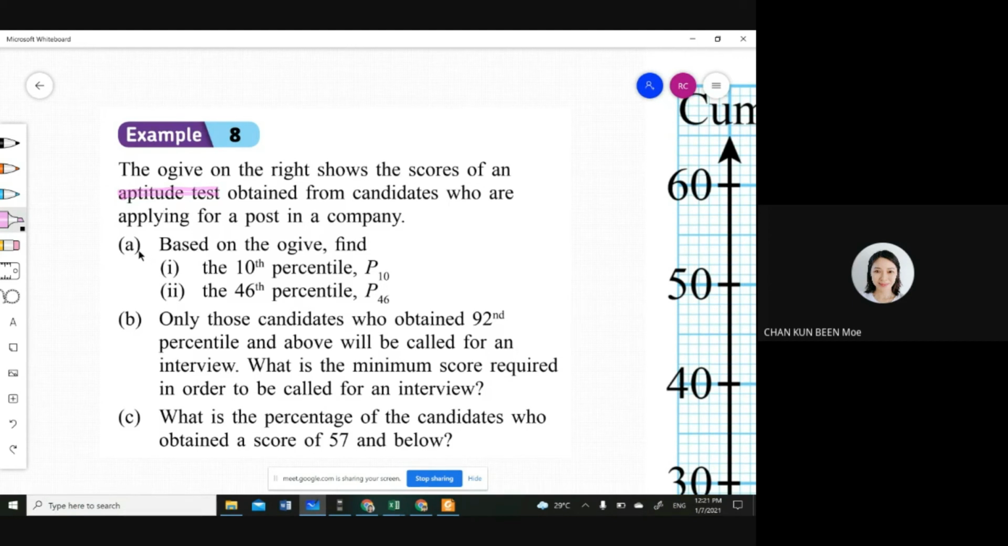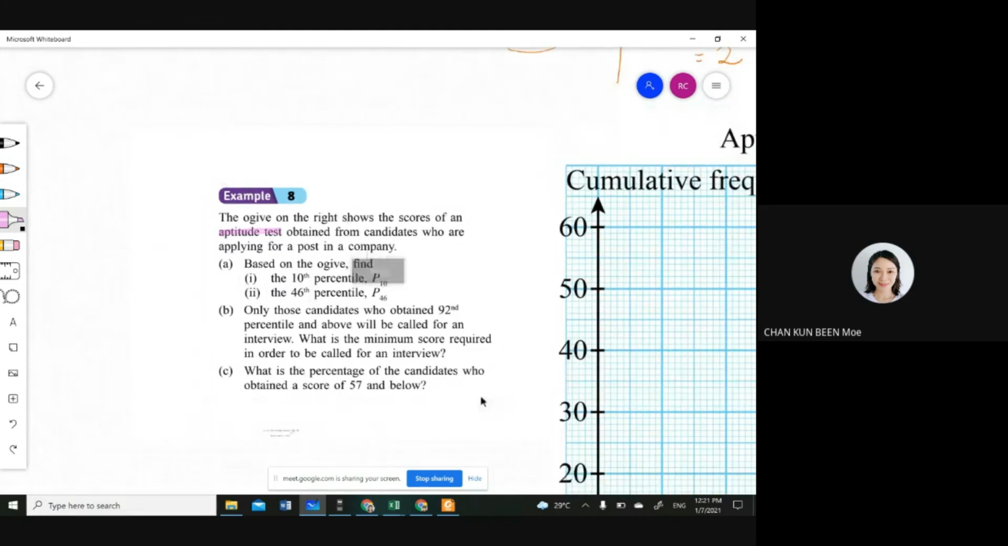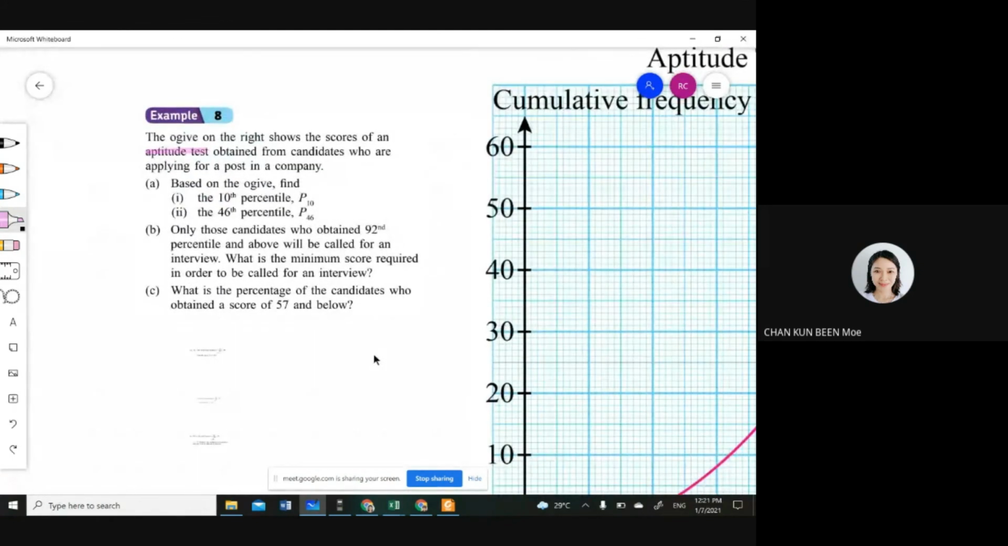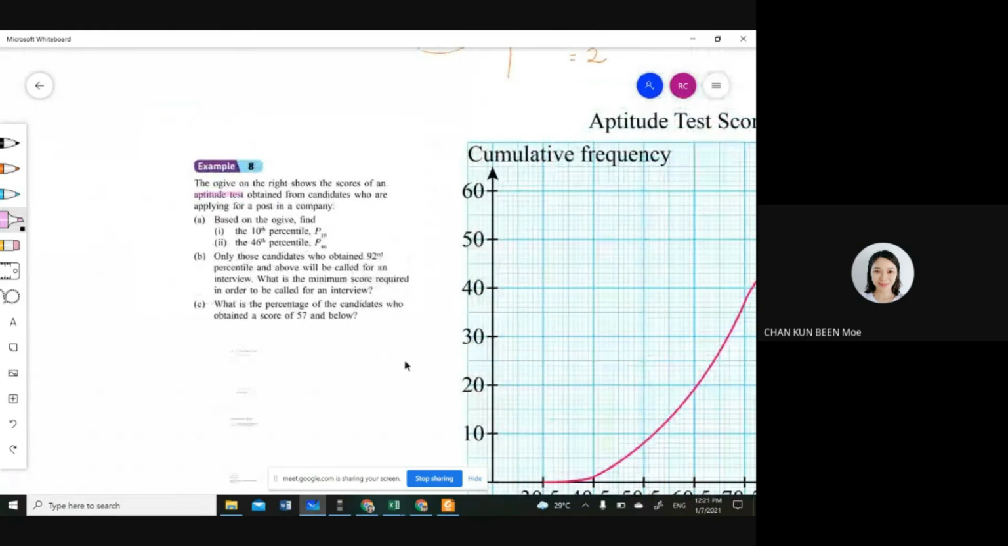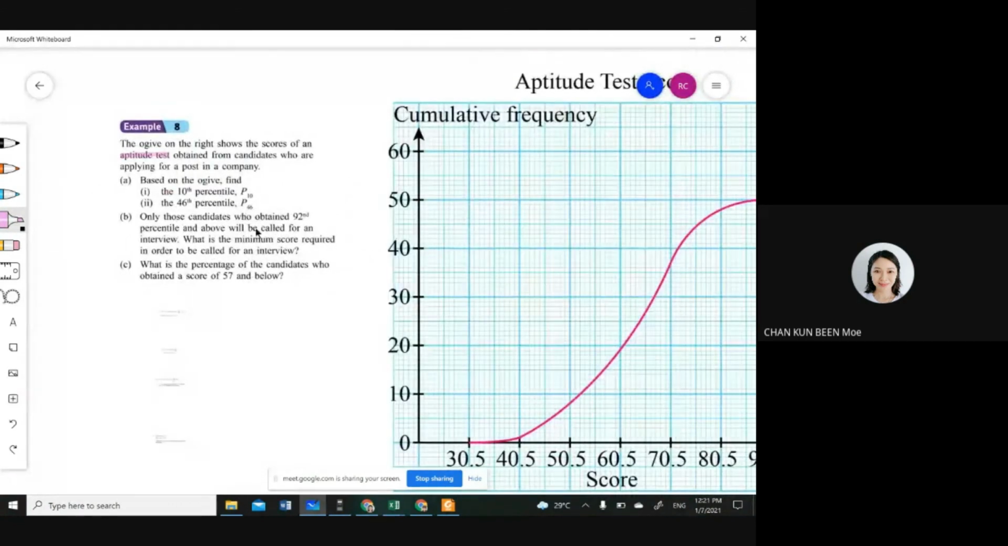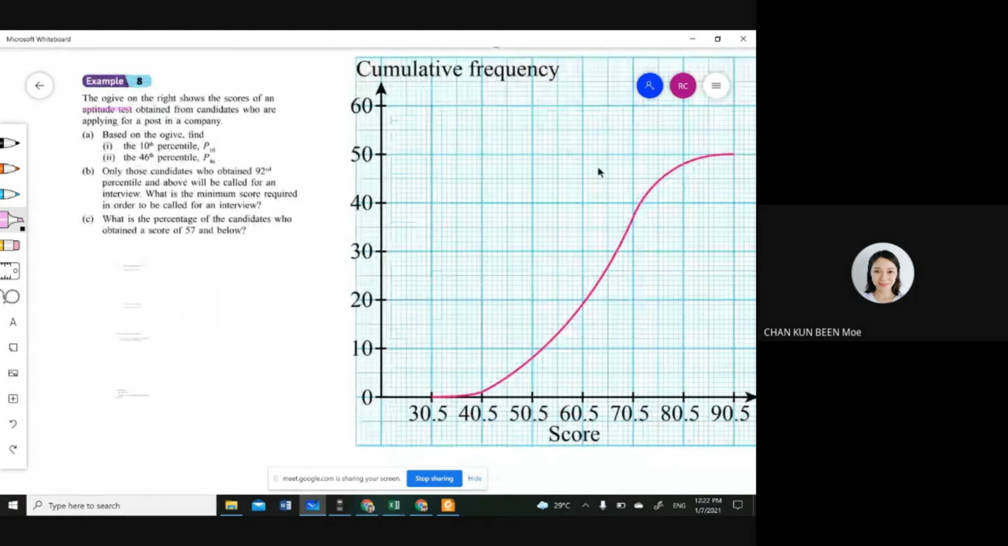Okay, now we look at the question here. A, based on the ogive, find the 10th percentile, P10, and then the 46th percentile, P46. So from here, we are going to find the percentile. How do we find it? This is the ogive on the right. P10 over here means we are going to find the 10th percentile. So 10 divided by the total frequency. How much is the total frequency that we have if you look at the ogive here?